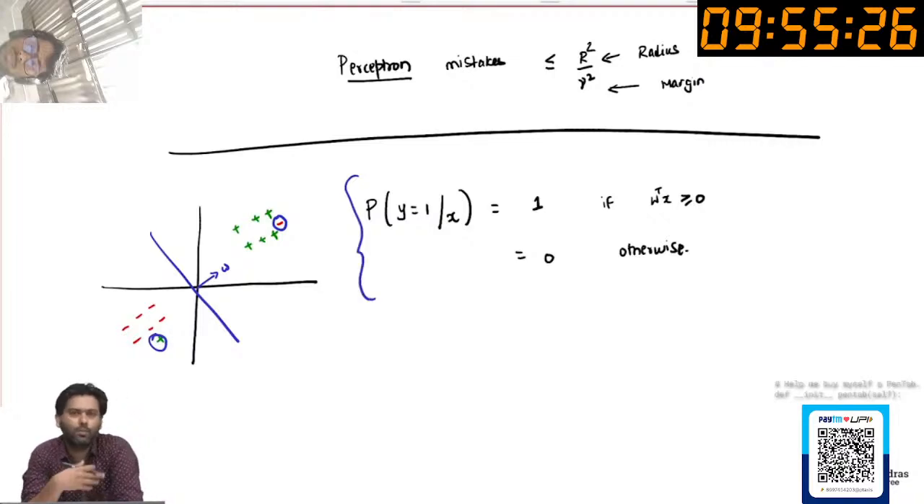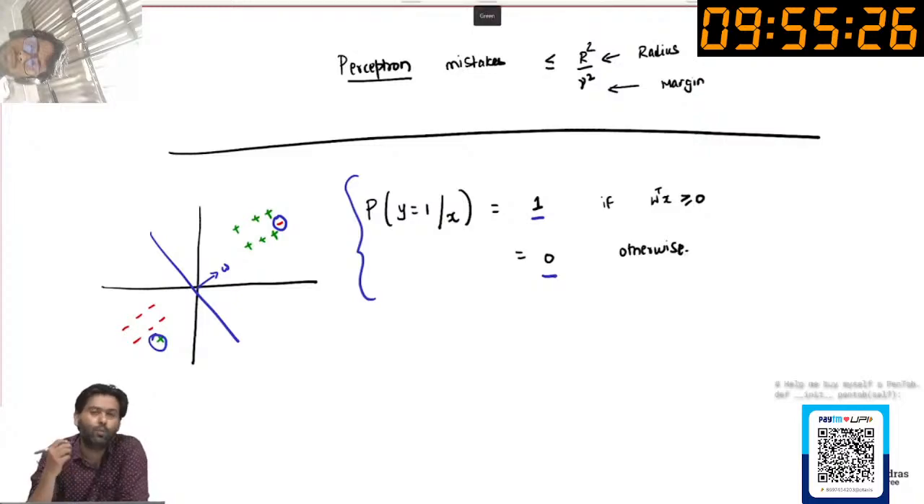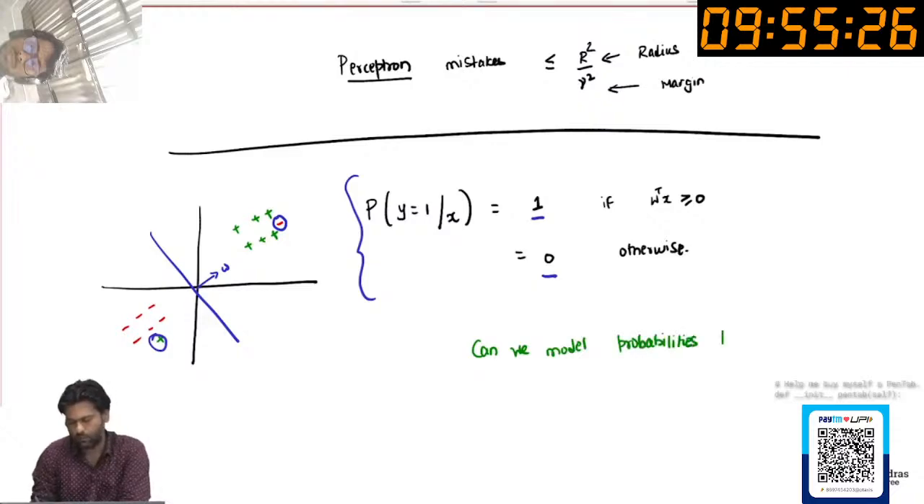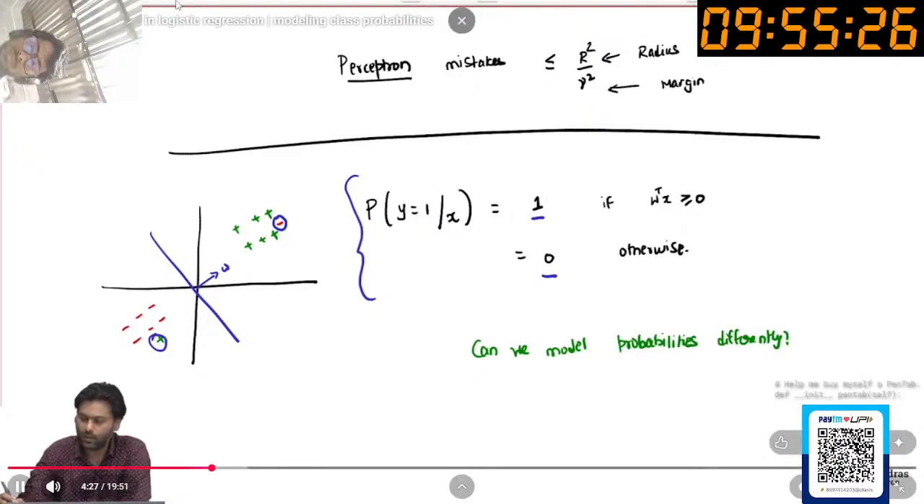If you look closely at this assumption, the main culprit is the fact that we are assuming that the probabilities are exactly 1 and 0. So can we somehow relax this assumption? That's the question we're going to ask now, and then we'll see what kind of algorithms that will lead us to. The question is, can we model the probabilities differently? What do I mean by differently? Let's see.